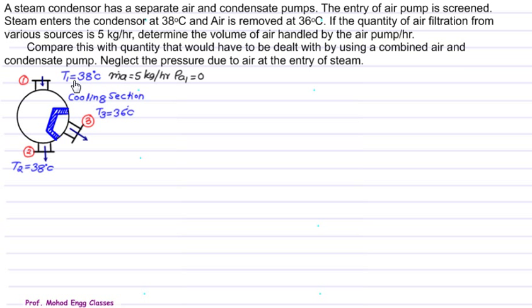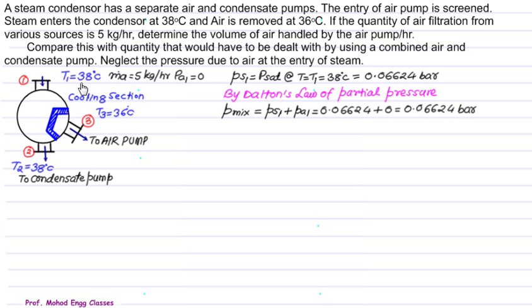So T1 at section 1 equals 38, at section 3 T3 equals 36, and T2 equals 38. The mass of air leak is 5 kg per hour, and we are told to neglect the pressure of air at the entry of the steam, so we assume PA1 equals 0.